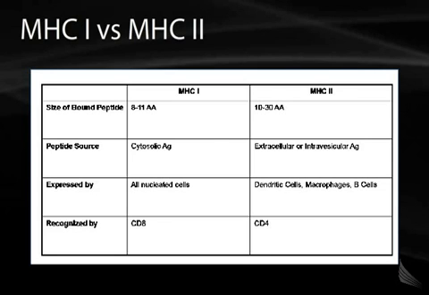MHC class I is expressed by all nucleated cells. MHC class II is expressed by dendritic cells, macrophages, and B cells, the APCs. And MHC class I, remember, is associated and recognized by CD8s, whereas MHC class II is recognized by CD4 T cells.